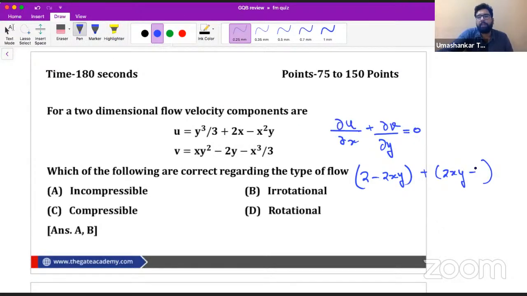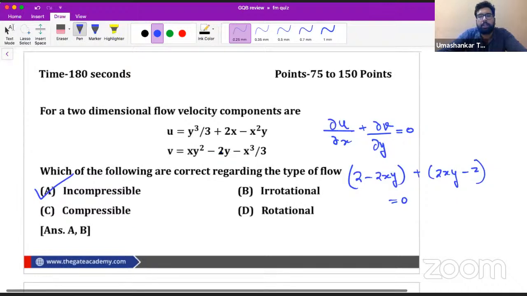We are differentiating it partially. So now it is coming out to be 0. That means the continuity equation is satisfied. So when the continuity equation is satisfied, we can say the flow is incompressible, right? The flow is incompressible.